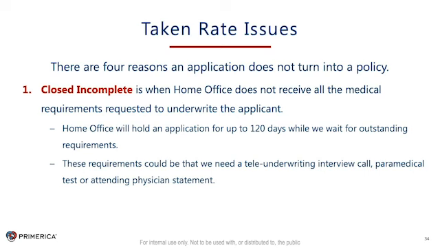The first one is called closed incomplete. Simply put, home office didn't get all the things they needed to be able to make a decision. That might be a paramed, an attending physician statement, whatever it was to be able to make that decision, and we never got the information we needed. So after 120 days, we close that application, mark it as incomplete, send the applicant their money back, and that's when that dreaded chargeback comes to you, right? So we need to be paying attention to closed incompletes.